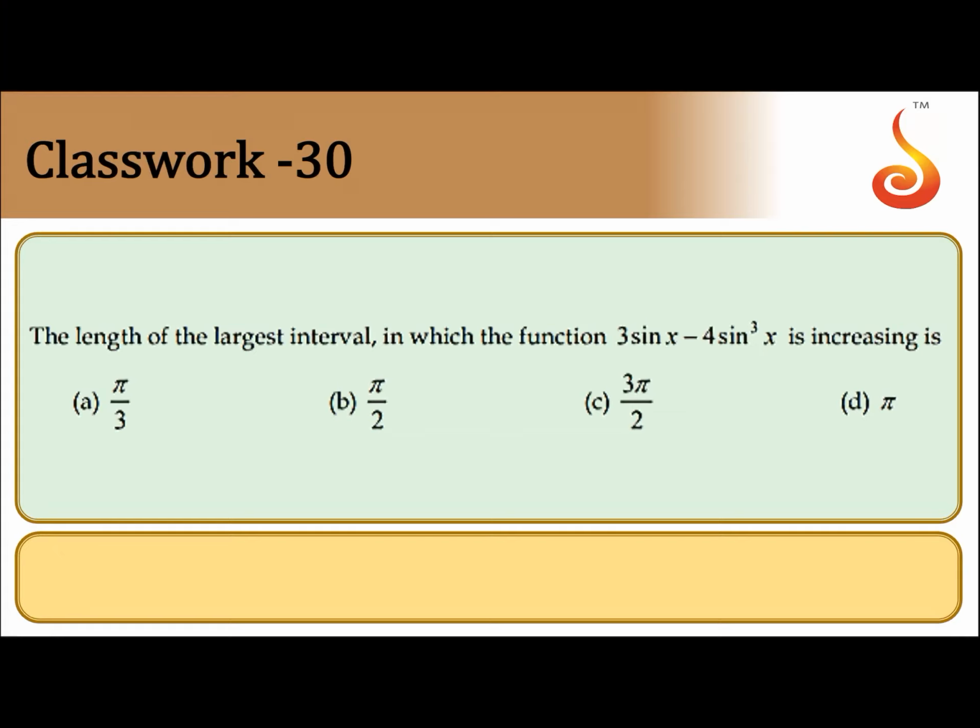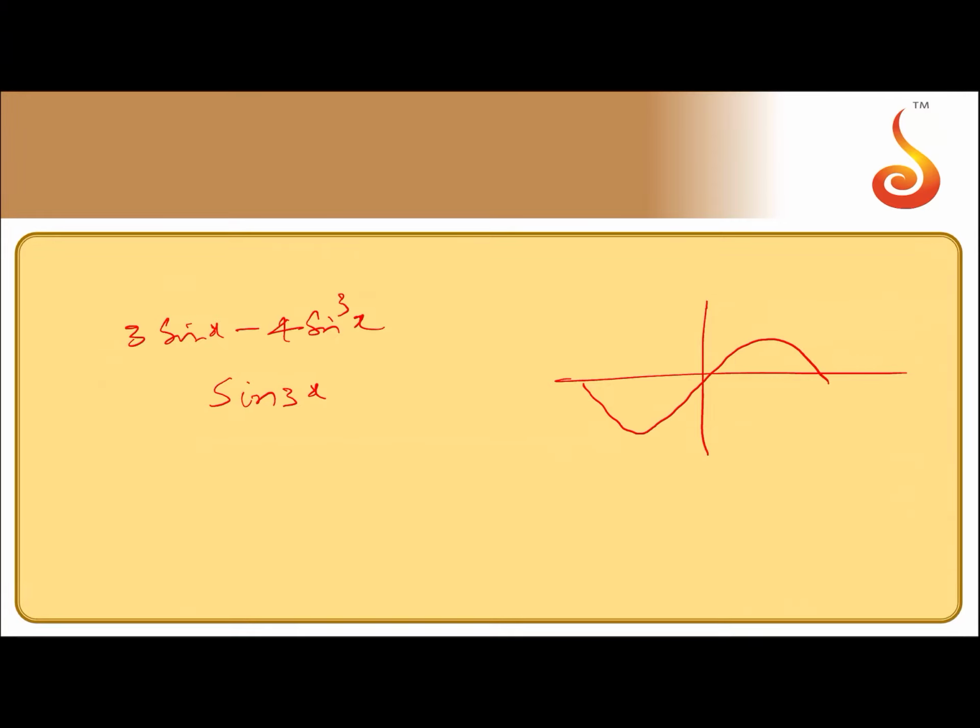Coming to the next one. The largest interval in which the function 3 sin x minus 4 sin cube x is increasing. Of course, this is nothing but actually the sin 3x function. When you draw the graph, the sin 3x graph looks like this. It attains the maximum value, and it is 0 at the points pi by 3, minus pi by 3, and this is pi by 6 and minus pi by 6. At one stretch of interval, it is increasing throughout, starting from here to here.